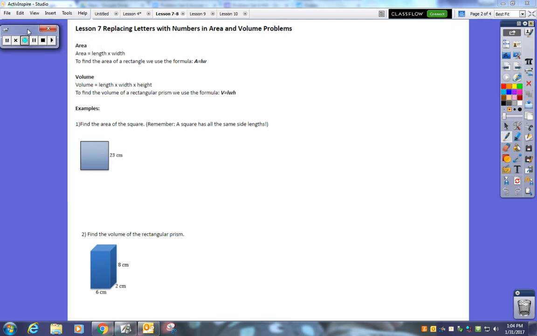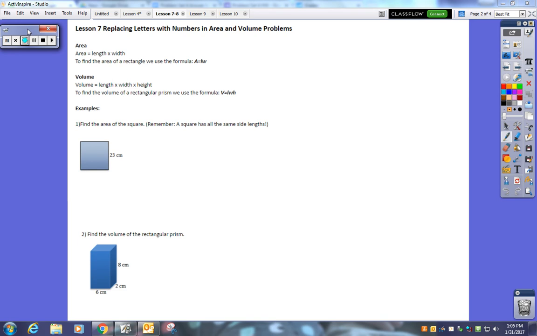So today's lesson looked at replacing letters with numbers in area and volume problems. It started with giving us the formula for area, which is length times width, and also the volume formula, which is length times width times height. So in order to solve problems asking for the area or for the volume, you first would write the formula down, replace the variables with the numbers that you know, and solve for the missing variable.